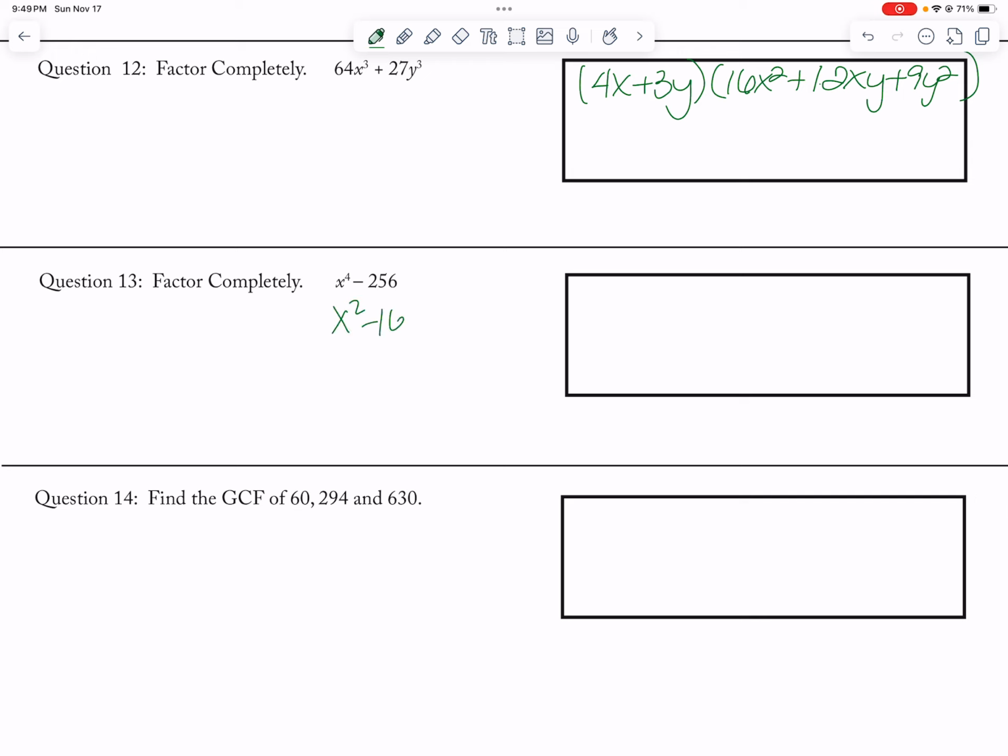X squared minus 16, x squared plus 16. The first one factors more. So x minus 4, x plus 4, and an x squared plus 16.